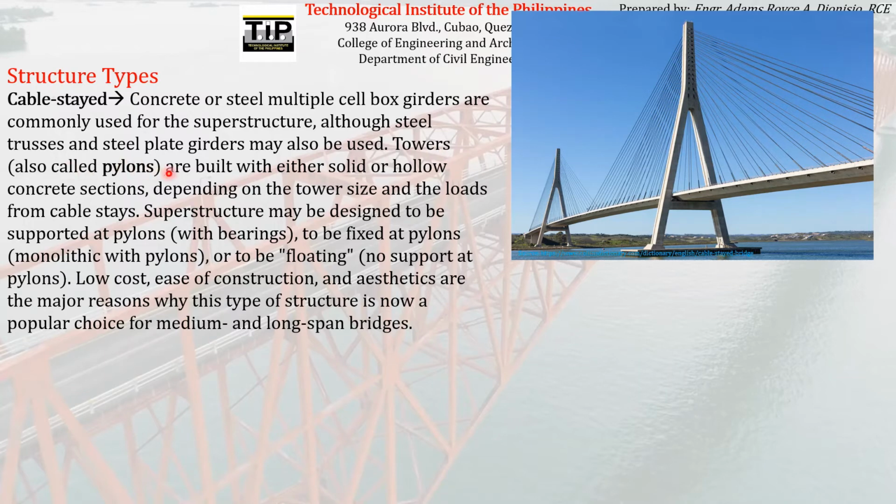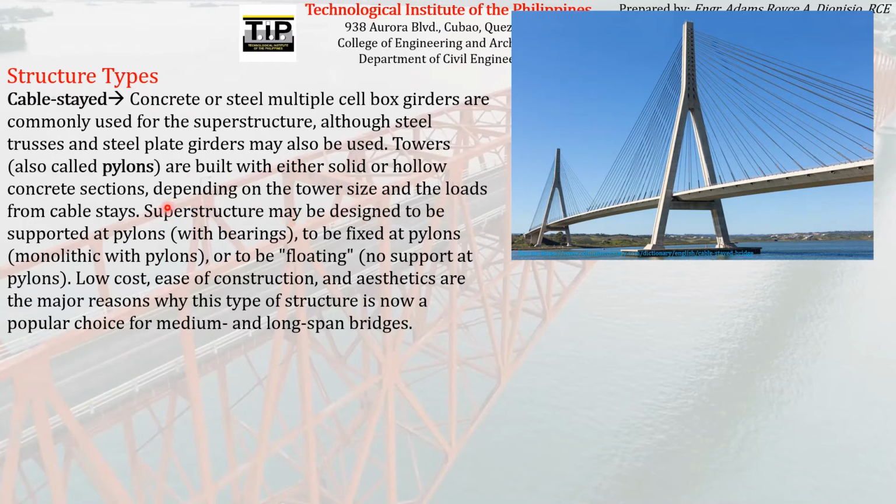Towers, also called pylons, are built with either solid or hollow concrete sections, depending on the tower size and the loads from cable stays. So the pylons or the towers are this part of the cable stay structure type. So the pylons or the towers are the ones which support the superstructure or the deck itself. So as you can see here on the figure, the cables that support the deck or the superstructure are attached to the pylons or the towers.